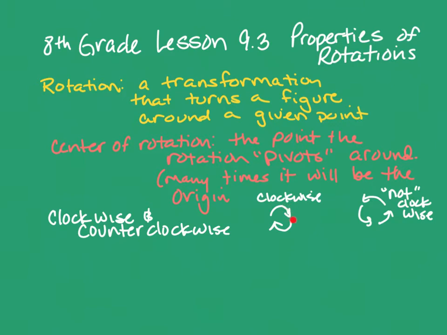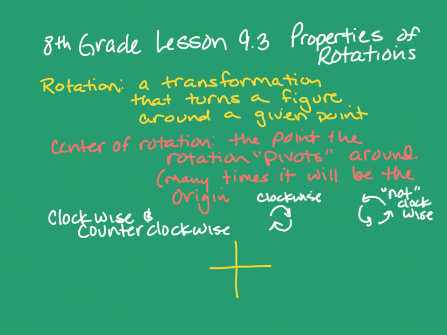So quick review of that. Clockwise is the direction in which the hands on the clock move, and counterclockwise is almost the same as saying not clockwise. So it's the opposite direction that the hands on a clock move. They also will say turn it 90 degrees counterclockwise or 180 degrees clockwise. Just to point out how that might look on a graph, they're almost always going to be on a coordinate plane. Everything that we look at should be on a coordinate plane for this.